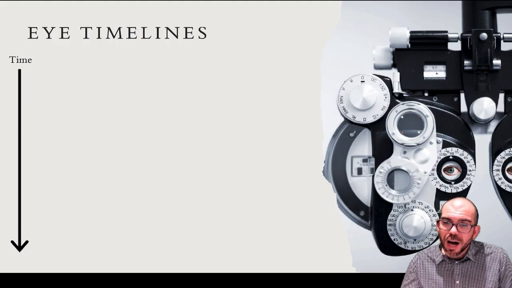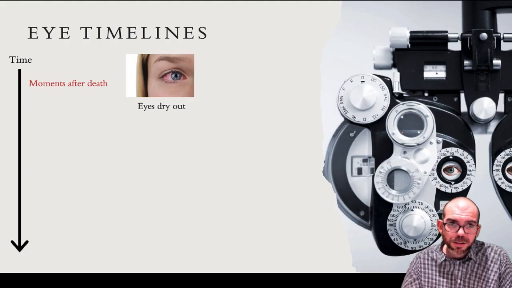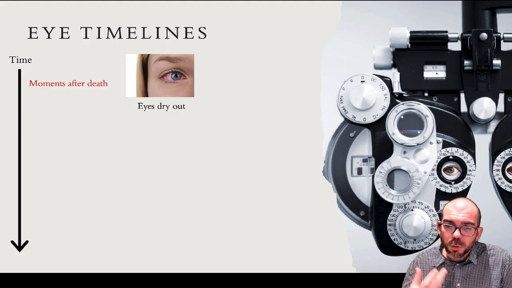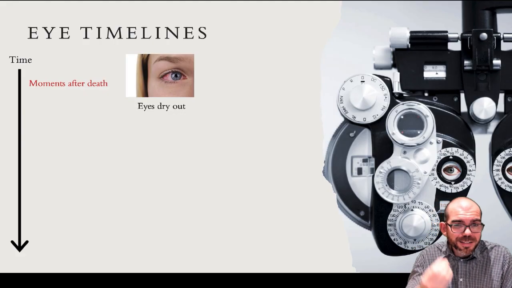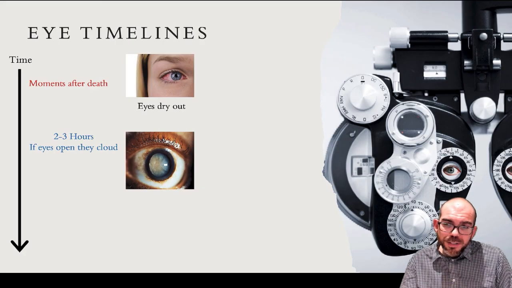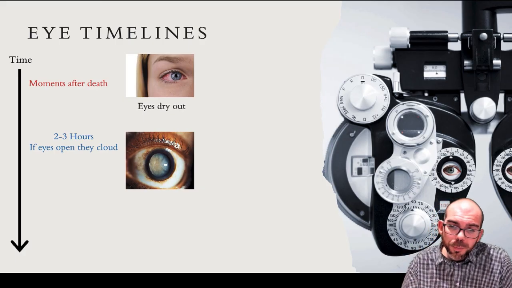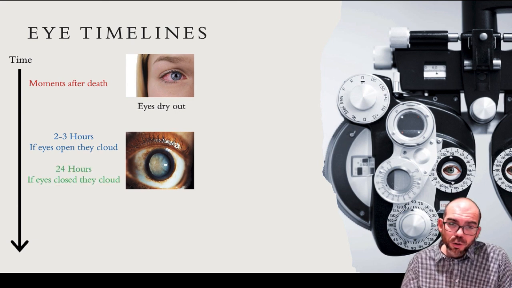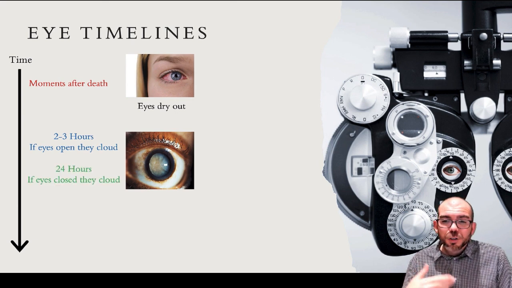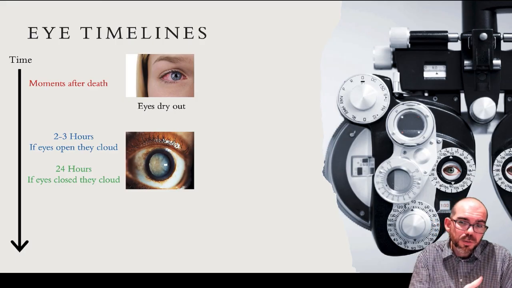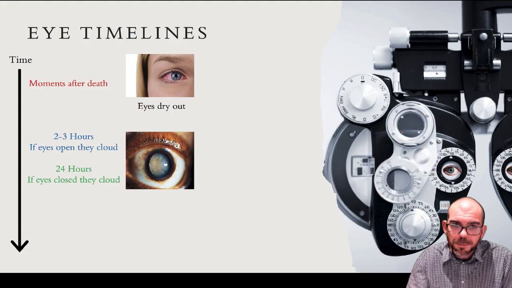We can also use eyes as a way of establishing a timeline on when an individual may have passed. Moments after death, the eyes begin to dry out. Your eyes are constantly producing moisture. Once you die, that process ceases. 2 to 3 hours after death, your eyes will begin to appear cloudy if your eyes are open when you die. If your eyes are closed when you die, it'll take upwards of 24 hours for them to begin to cloud. Helpful information, but limited because you need to discover this for a recent death.